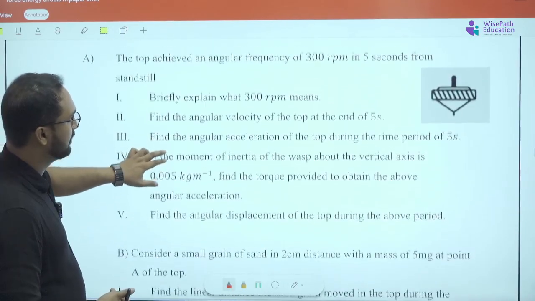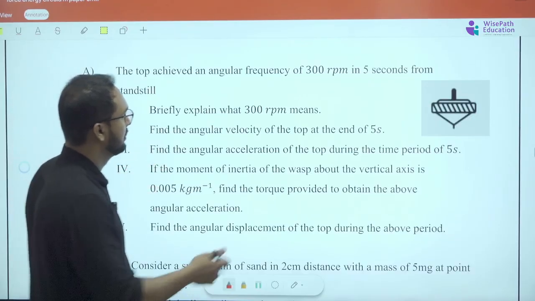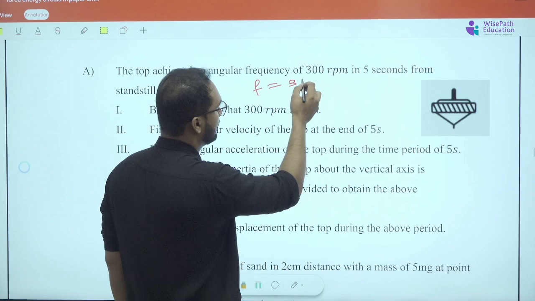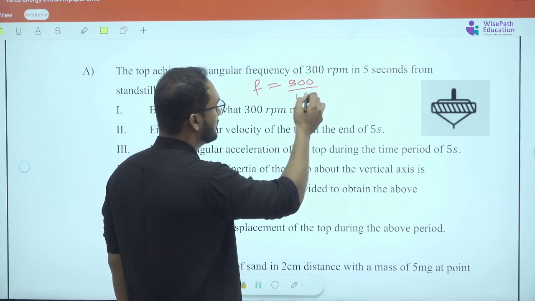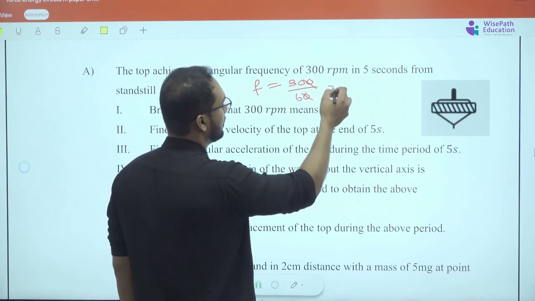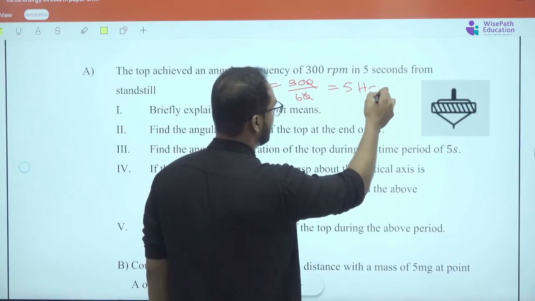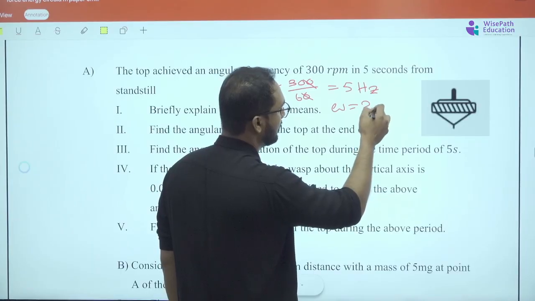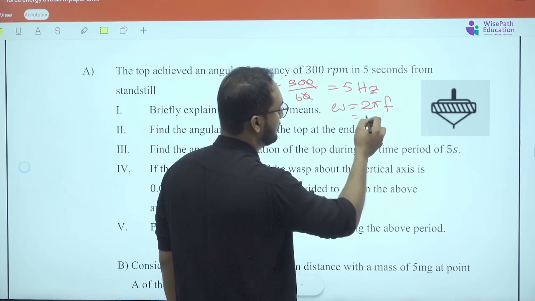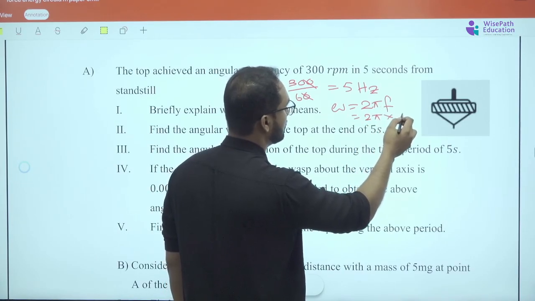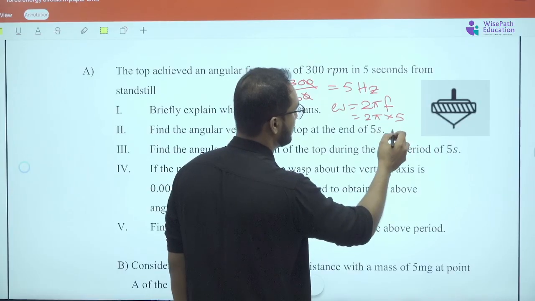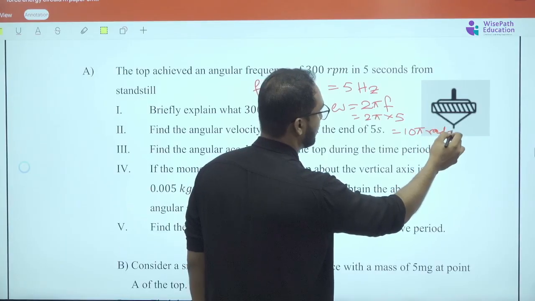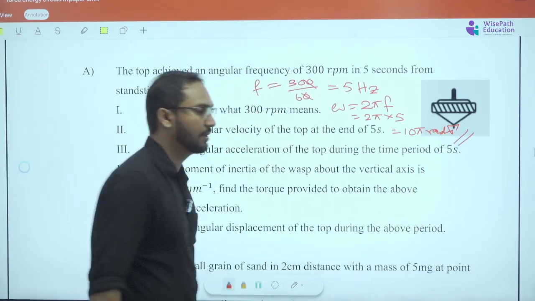So if I apply it here, I'm going to simplify it here. The frequency equals 300 over 60, that is how much? 5 hertz. Yes, that is 5 hertz. And omega equals 2 pi f, that is 2 pi into 5, that is how much? 10 pi rad per second. And it would be better if you can simplify the pi as well.